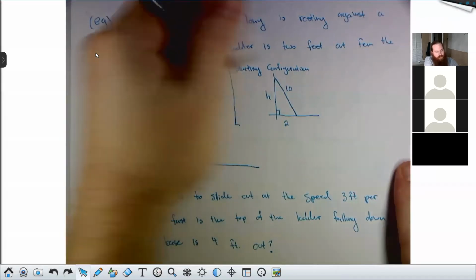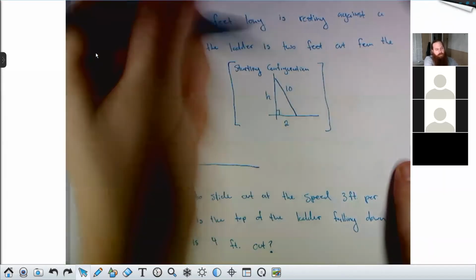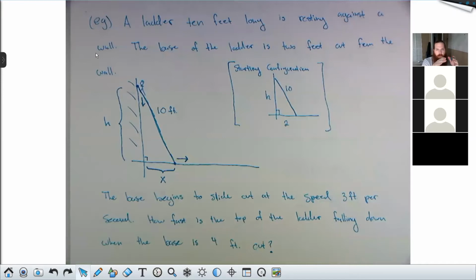And I'm glad you asked that, because this is one of the common mistakes: when you're drawing your picture, you end up labeling something that does change over time as a constant. So it's a good question, and it's correct to say that the thing does start out in that situation, but because we know that the base slides, we need to give it a variable.